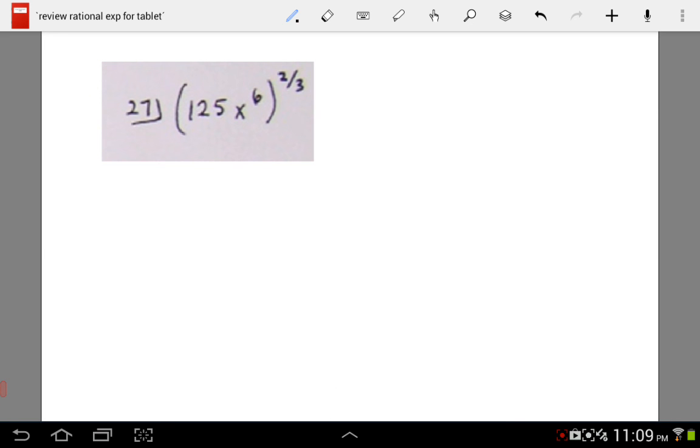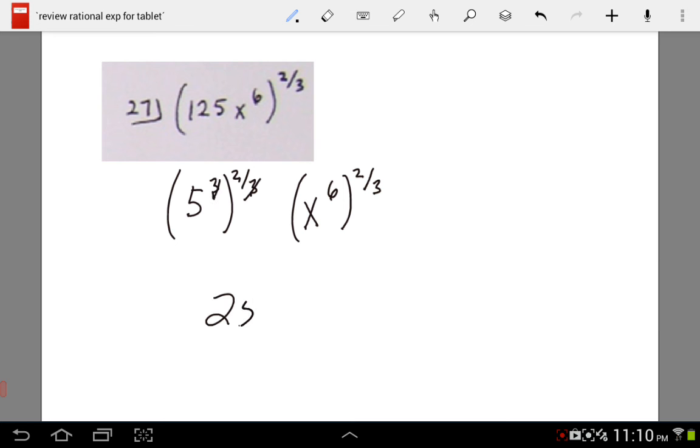Okay, now we got 125x to the 6 to the 2/3. So we're going to raise both of them individually to the 2/3. And we're going to write 125 as 5 to the 3rd instead there. So we get 5 to the 3rd to the 2/3. And then separately here, x to the 6th to the 2/3. The 3's will just cancel out nicely there. And 5 squared is 25. And here, 3 goes into 6 2 times, and 2 times 2 is going to give me 4 right there.